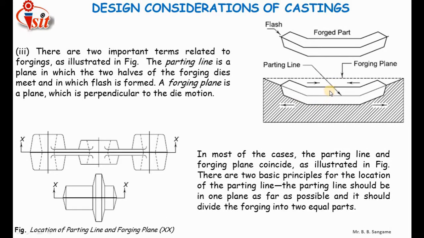There are two basic principles for the location of the parting line. The parting line should be in one plane as far as possible. It should divide the forging into two equal parts. Here you can see that the parting line has divided the forging into two equal parts in both figures.